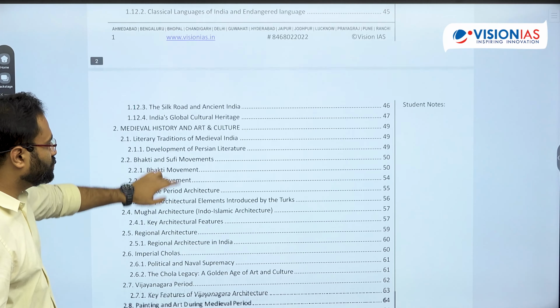And even this is not only talking about the modern, this is also talking about the ancient, medieval, modern, even including the world history and the important themes of the post independence. So all the important aspects from all the aspects of the history are being covered over here.